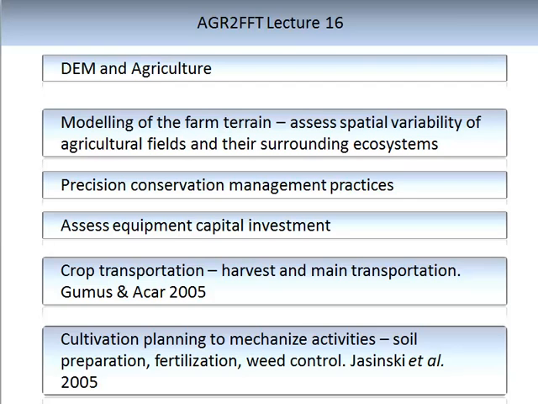Precision conservation management practices can be better decided upon and implemented and then monitored with DEM. DEM is able to assess equipment capital investment characteristics. DEM is good to be able to estimate crop transportation components, that is, components of harvest and main transportation. DEM is able to investigate cultivation planning to mechanize activities. Thus, you can improve soil preparation, fertilization, and weed control.